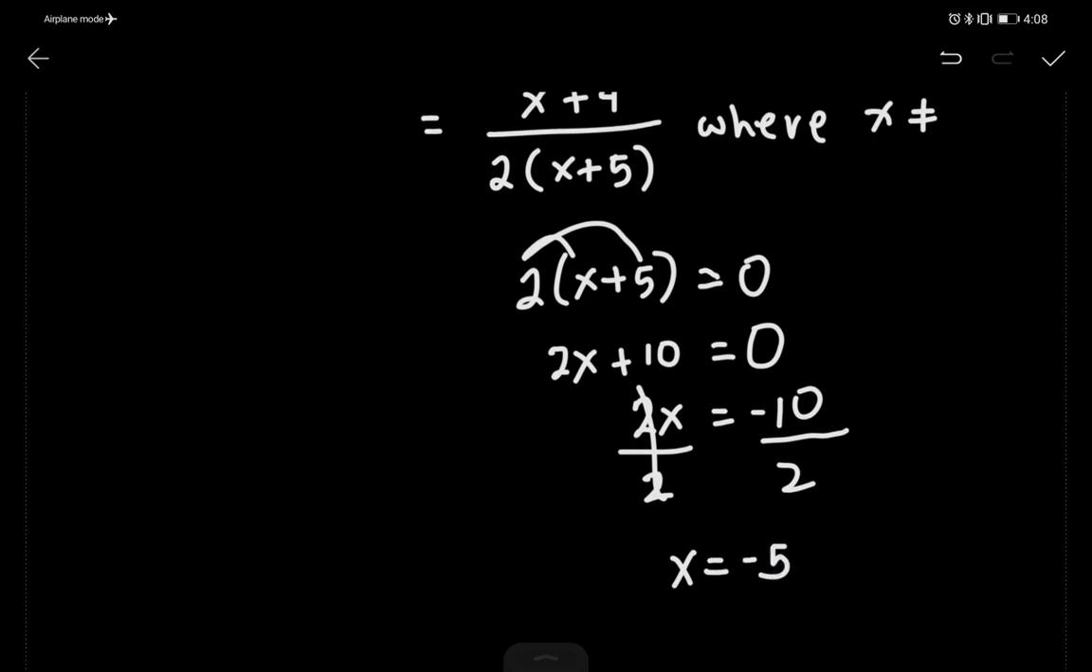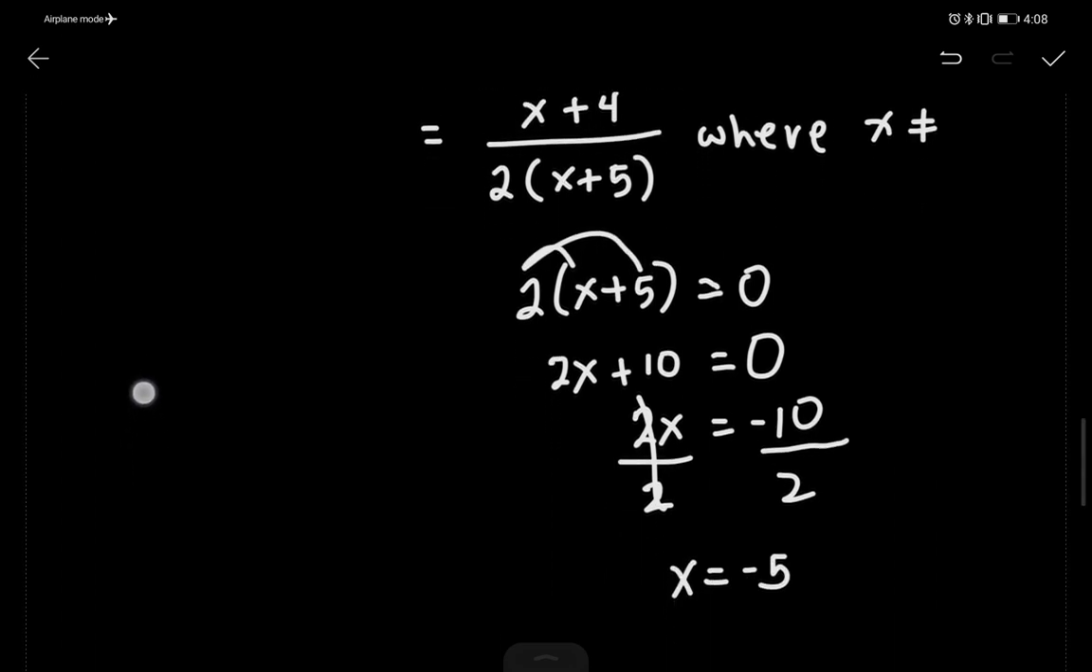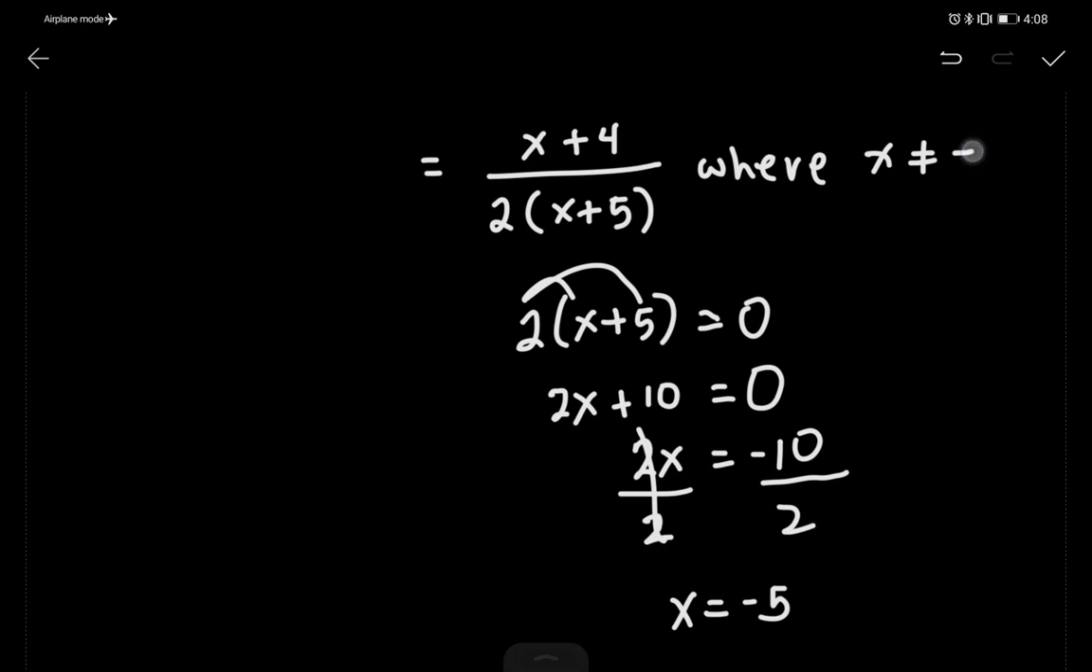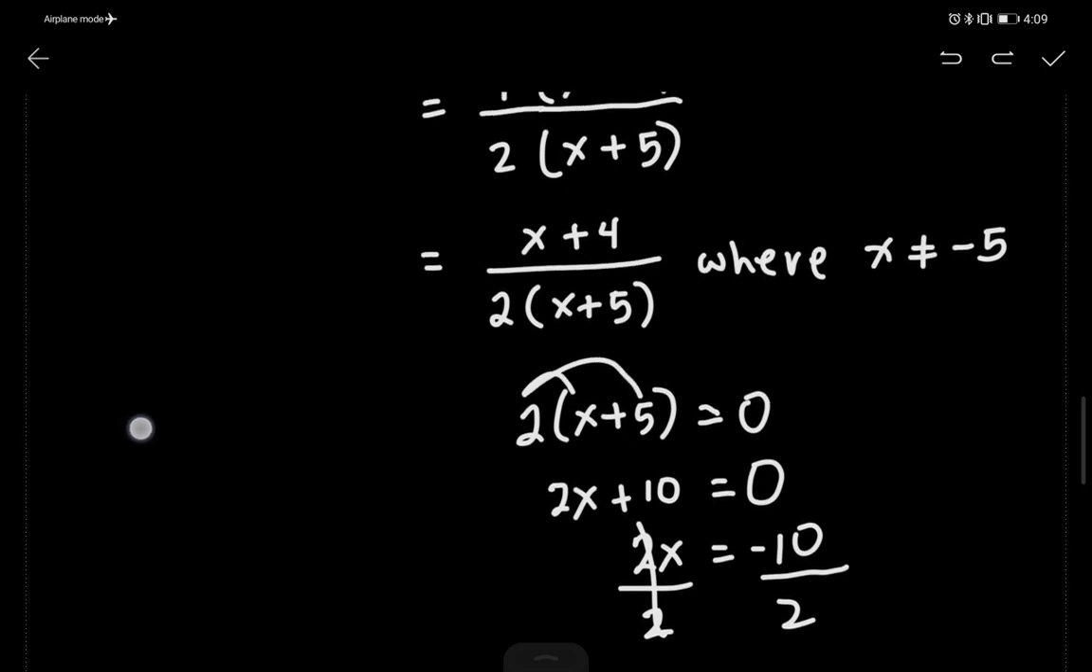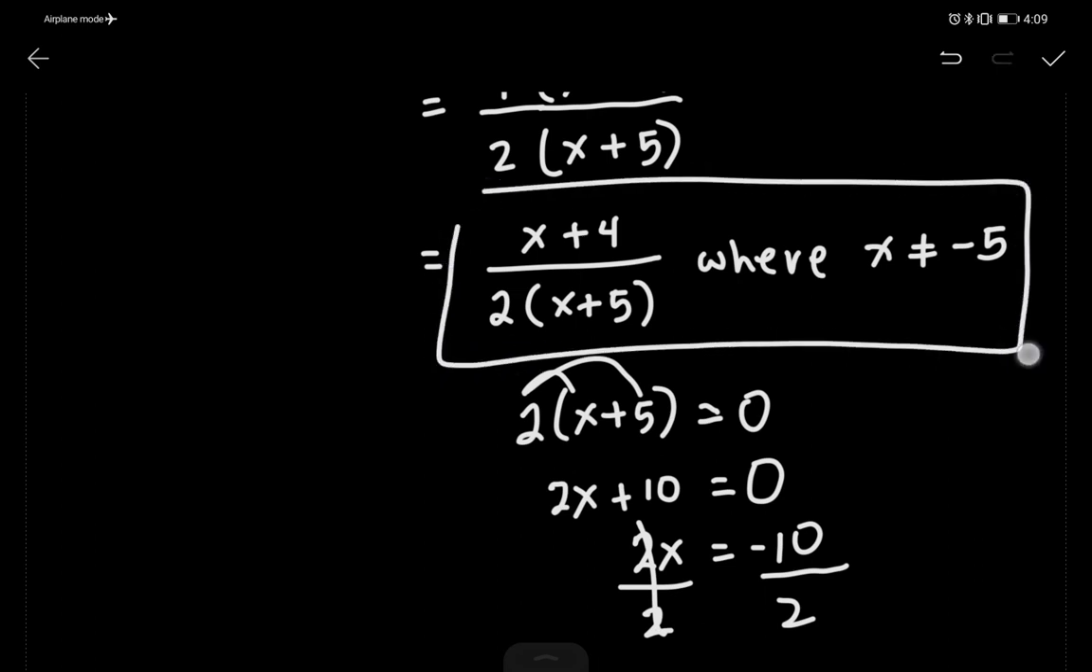So therefore, in our restriction, we should not let the value of our x become equal to negative 5, because we know if the value of our x becomes equal to negative 5, the whole thing will become undefined, because negative 5 plus 5 is 0 times 2 is 0. Okay, so that is the final answer. We have here x plus 4 all over 2 quantity of x plus 5, where the value of our x must not equal to negative 5. So this is our final answer.